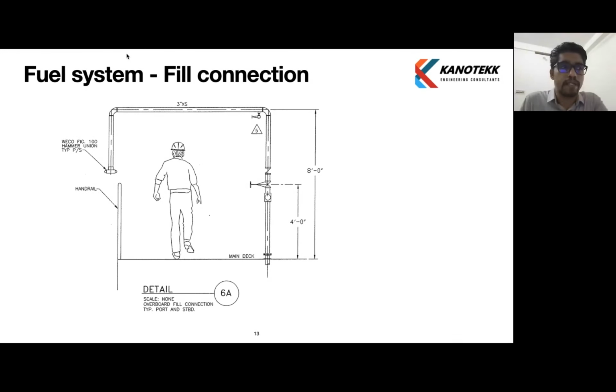This is a fill connection. Earlier we discussed the bunkering station on the port and starboard side. So a similar kind of arrangement will be on the port and starboard side. There will be isolation valves. There will be flow meters in certain rigs. There will be flow meters at this location, and any connection to hoses will usually be a hammer union. So this is a detail.